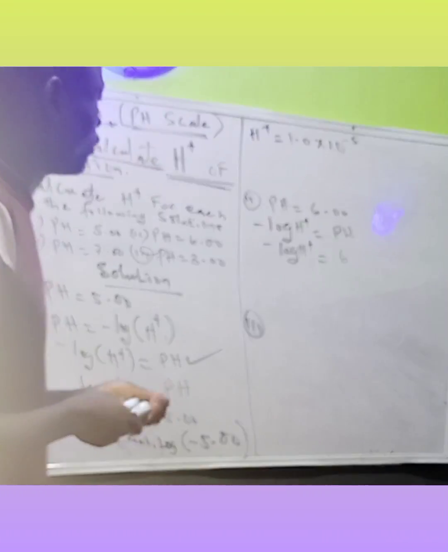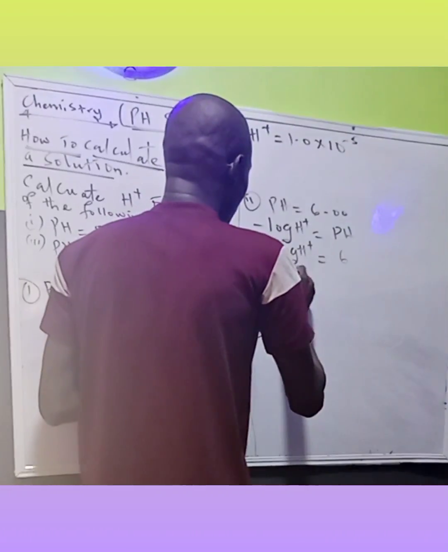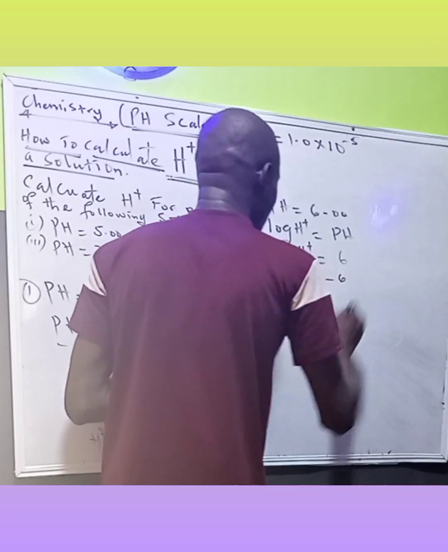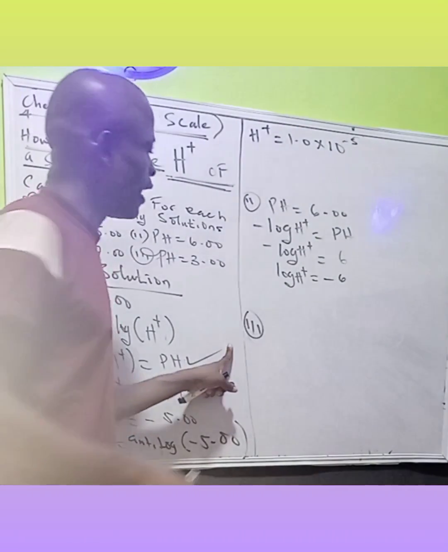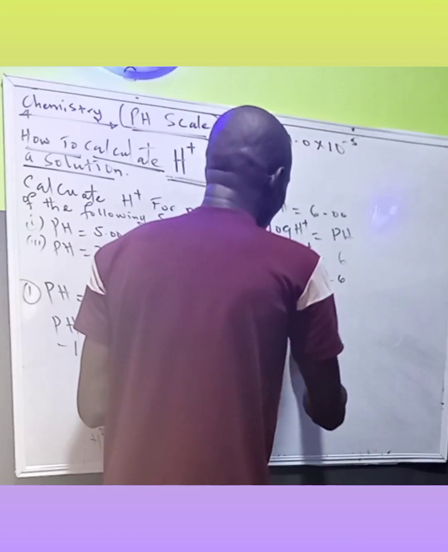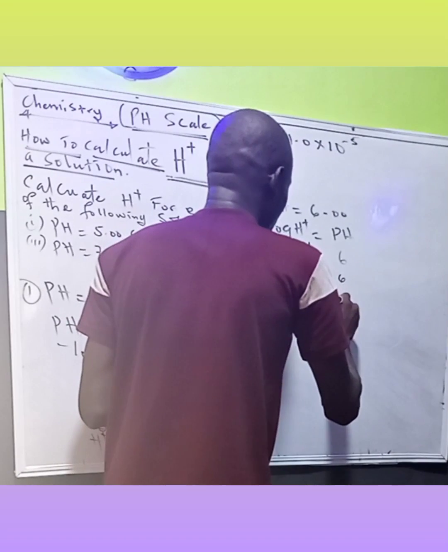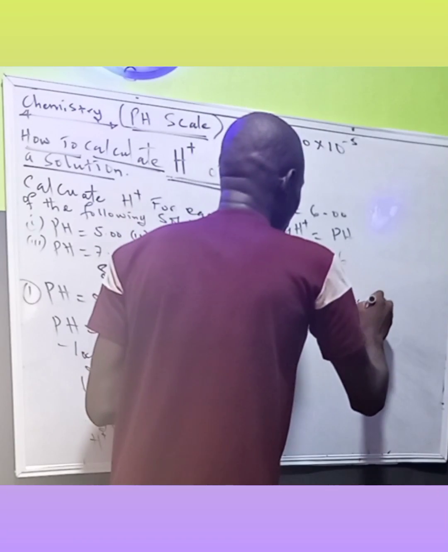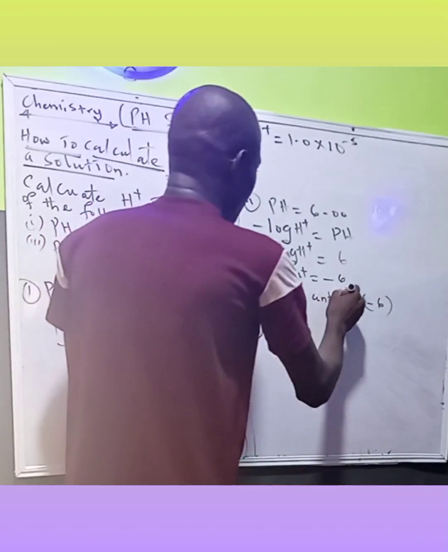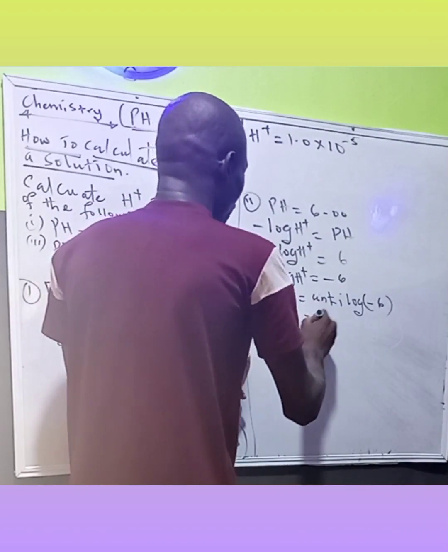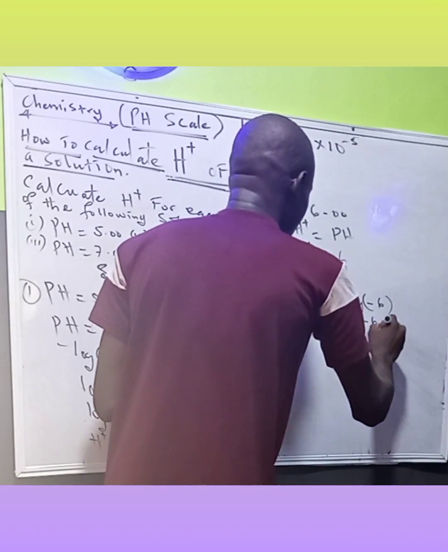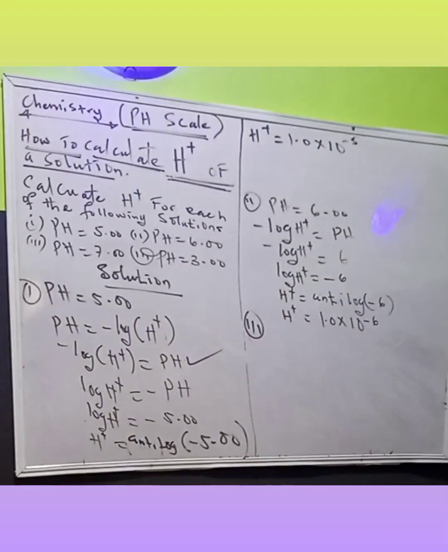Then the next thing is to take the logarithm, so log H positive is equal to minus 6. Then H positive itself becomes the anti-log. To make H positive the subject, anti-log of minus 6. So H positive becomes 1.0 times 10 raised to power minus what? 6. That is H positive for you in that solution.